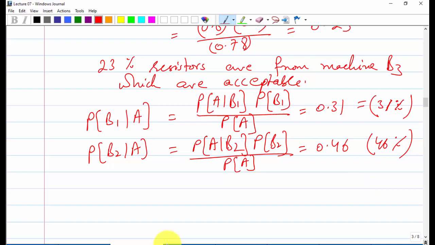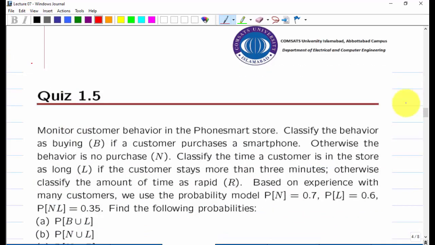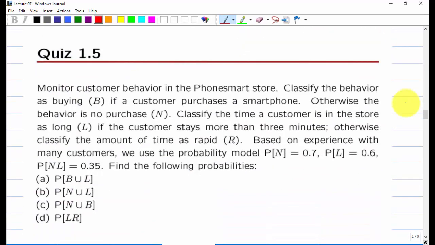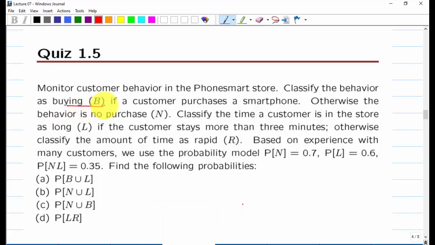Okay, let's see another example. I will paste it on a new page from the book. So this is quiz 1.5. It says: monitor customer behavior in a phone smart store. Classify the behavior as buying if the customer purchases a smartphone, otherwise the behavior is no purchase. Classify the time a customer is in the store as long if the customer stays more than 3 minutes, otherwise classify the amount of time as rapid, meaning the customer leaves before 3 minutes.